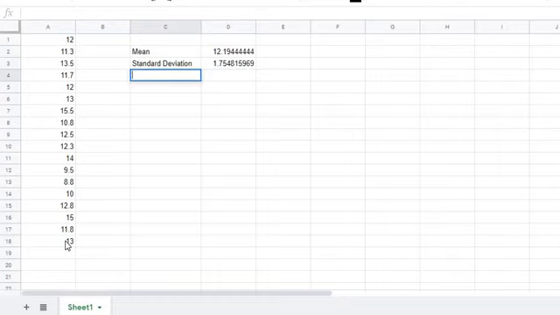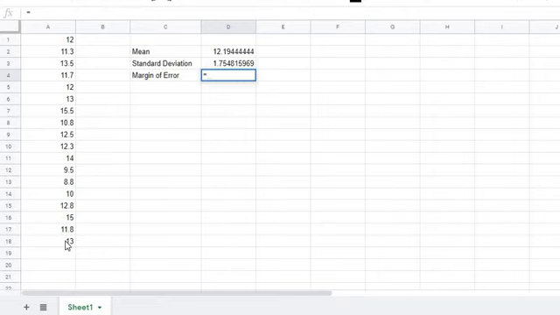Next, let's calculate the margin of error to start constructing our confidence interval. Now recall that the formula for the margin of error is the t critical value times the standard deviation divided by the square root of n. We're going to have to type in this formula into our cell.